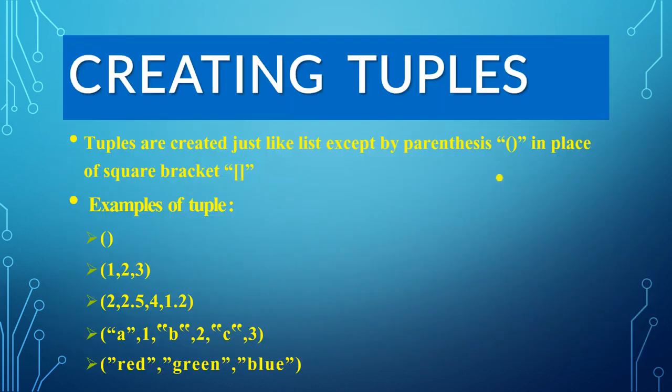So how will you create a tuple? Create a tuple by enclosing values in parentheses, and each value is separated by commas. For example, 1, 2, 3 is a tuple. In this one, integer and decimal values are there. In the next example, string and integer values are given. Then string values are given. So in a tuple, you can use any type of data.